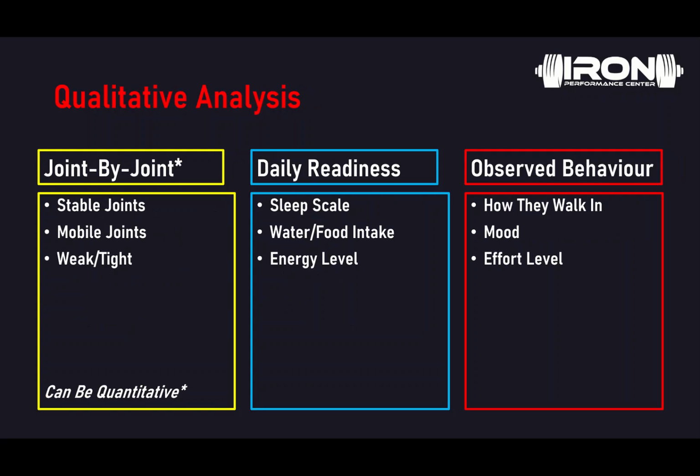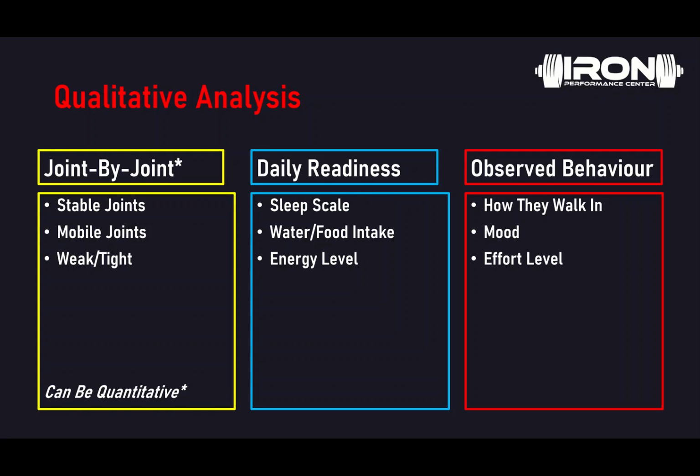Qualitative analysis. First, we'll talk about joint by joint. I want to make a note here that it can also be quantitative. So first and foremost, what we're looking at are levels of stability and mobility at certain joints. Typically we'll say they have certain things that are tight or what have you. What we'll do is put them in certain positions of passive and active ranges of motion. If we can passively put them in a position but they cannot actively put themselves there, it gives us a better indicator of whether they actually are tight or if they are more weak.